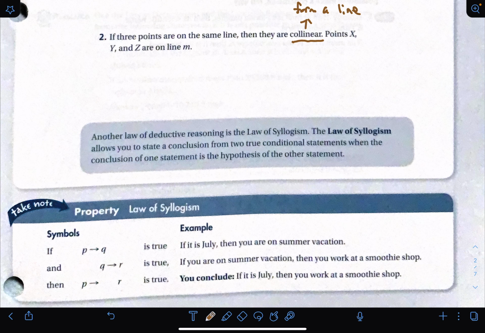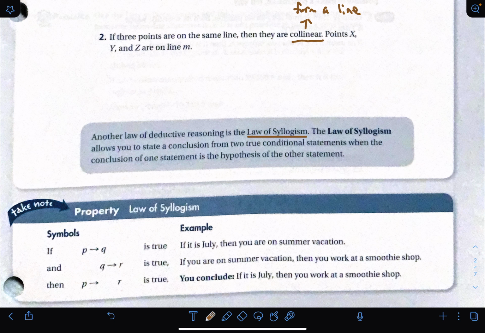Now, another law of deductive reasoning is the law of syllogism. Golly, that's an ugly word. Basically, it's like a list. So if P, then Q, and if Q, then R, then you can say if P, then R. Because if P is true, then Q will be true, and if Q is true, then R will be true. So it kind of makes sense.